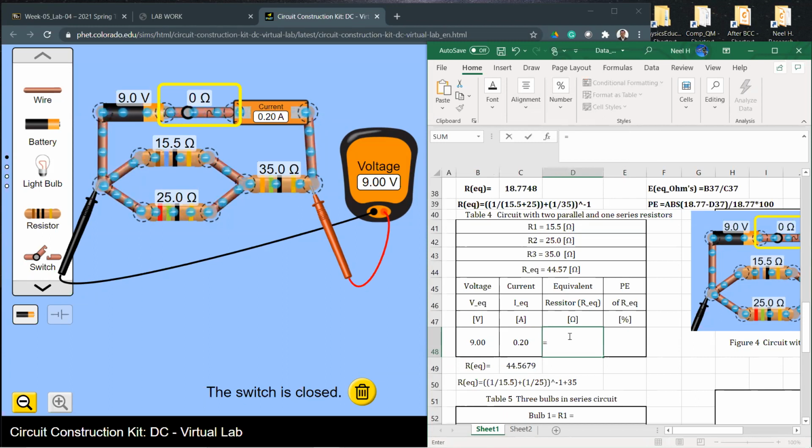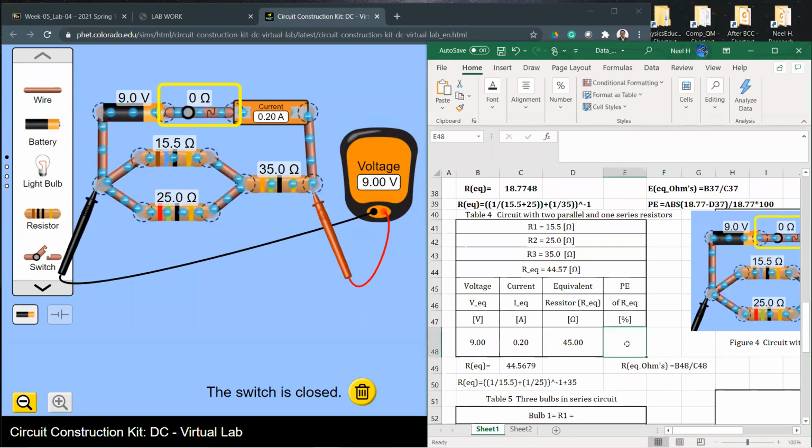From Ohm's law point of view, equivalent resistance is going to be voltage over current. About 45, we're expecting 44.57. That's very close numbers. Also, you can keep 2 decimal places there. Okay, only 2, not more than that. Then let's compare. So this is how we got the R equivalent from the Ohm's law point of view.